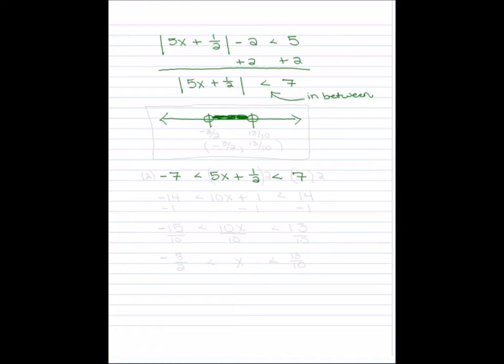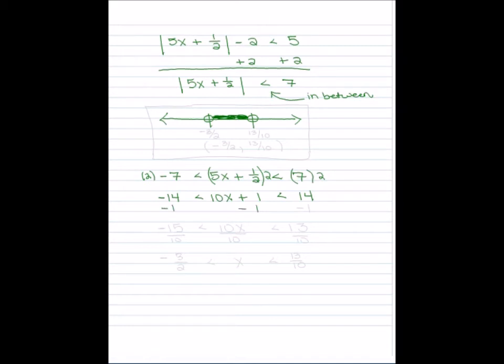Now, in order to solve this, I'm going to multiply everything by the LCD just to get rid of that fraction. The LCD in this case is going to be 2. So what I'm going to do is multiply everything by 2. That means all 3 sections. So the first, I multiply by 2. The middle part, I multiply by 2. The right hand side, I multiply by 2. So I get negative 14. In the middle, I get 10x plus 1. And then on the right hand side, I get 14.